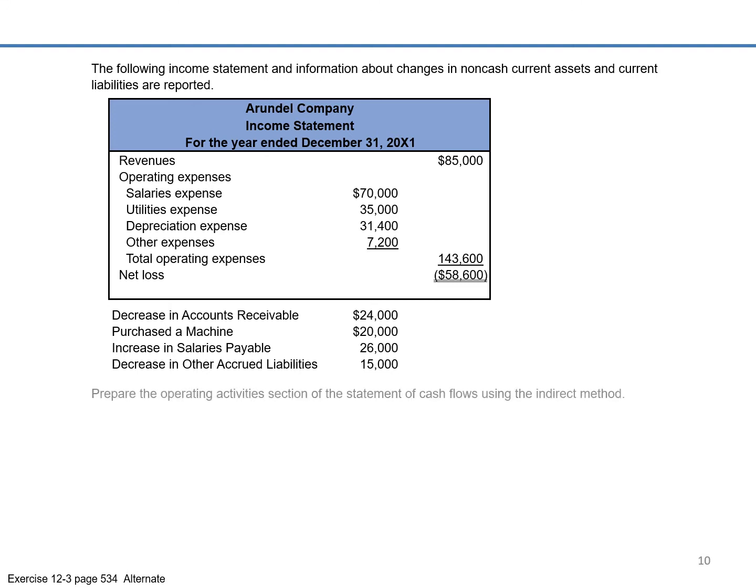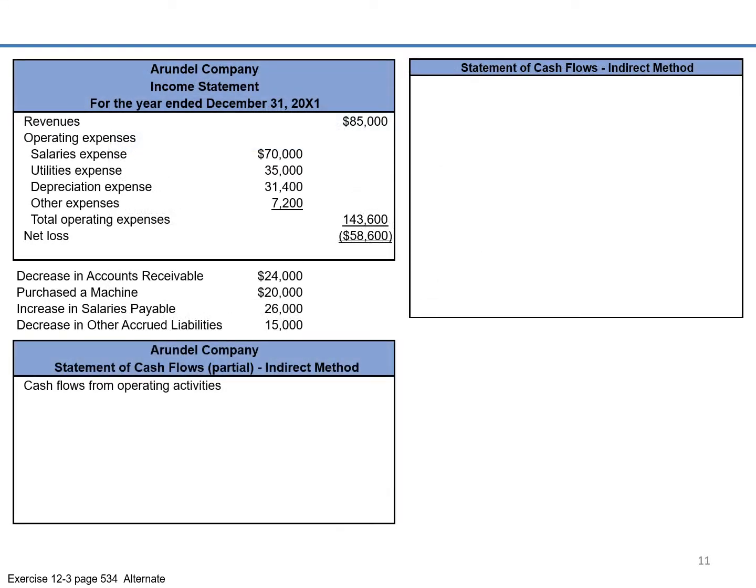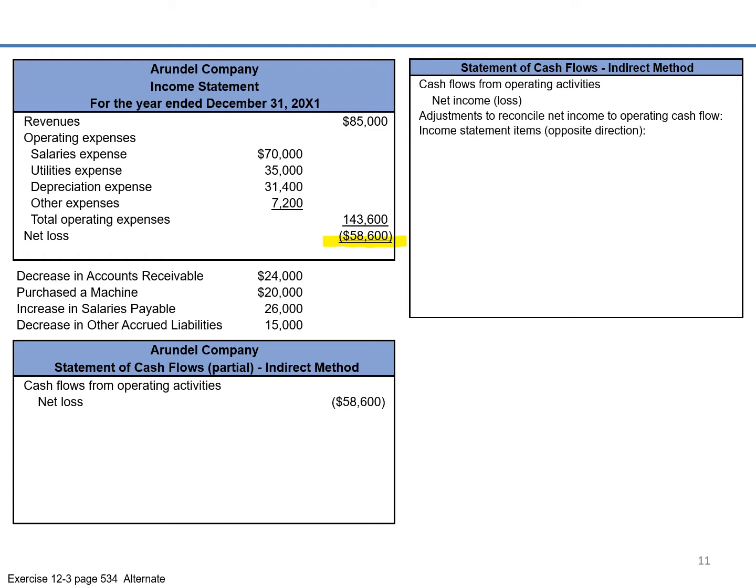All right, so prepare the operating section of the cash flow statement using the indirect method. So there's all our activity. We're starting with net income or net loss again. So net loss is 58,600. We just pull that from right here. Then we have to add back all of our non-cash activity. Income statement items go in the opposite direction, right? So first we have non-cash expenses. We add those back. In this case, we have depreciation.